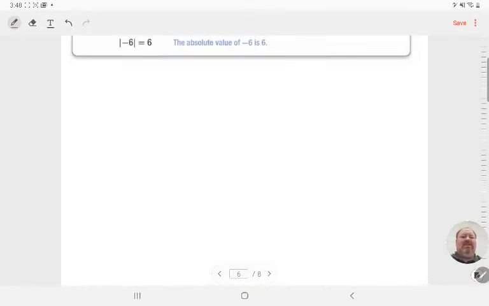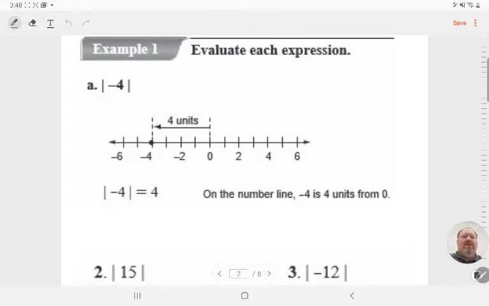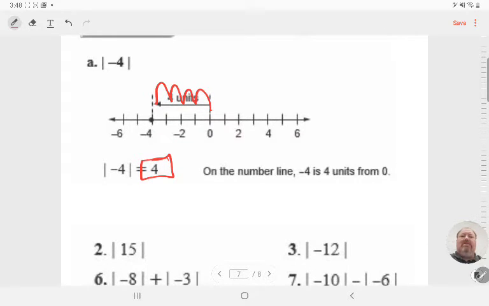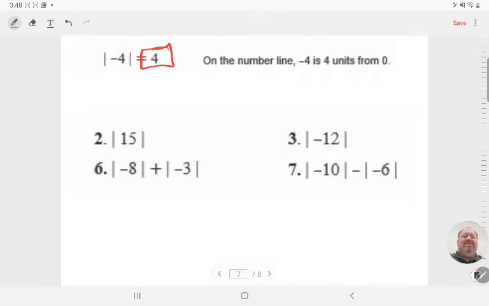All right, let's take a look at that. So the absolute value of -4. So if I start at 0, 1, 2, 3, 4, so the absolute value of -4 is a positive 4, or 4. All absolute values will be positive, okay, because it's a distance. All right, so absolute value of 15, it would just simply be 15. The absolute value of -12 would simply be 12. It's 12 units from 0.